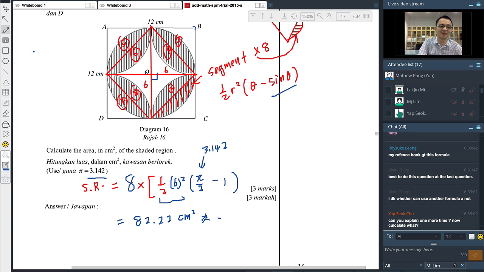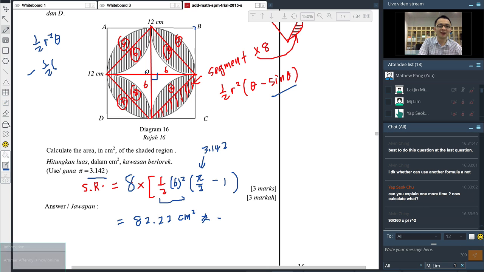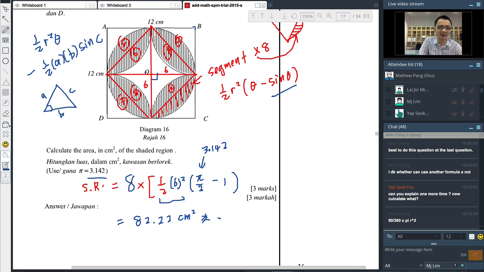If you want to find a segment, you can always do this one: half r squared theta minus half AB sine C. Remember this one? AB sine C is to find the area of triangle. Let's say this is A, this is B, this is C, the angle C. But then because this is a sector, A and B are the same length, A equals R, B equals R, so therefore the formula becomes half R squared sine theta.